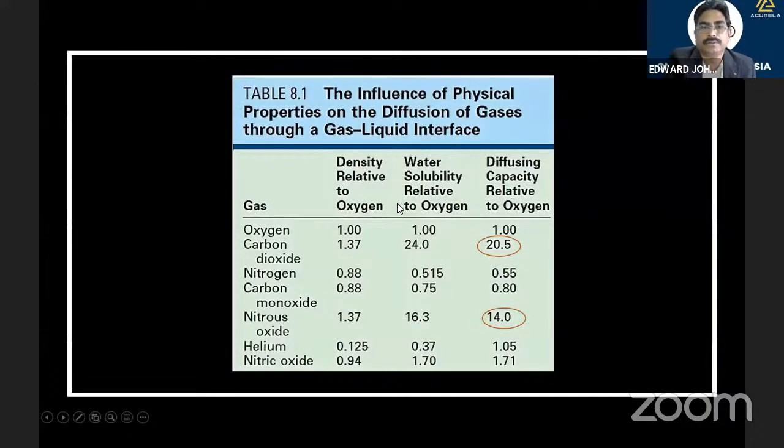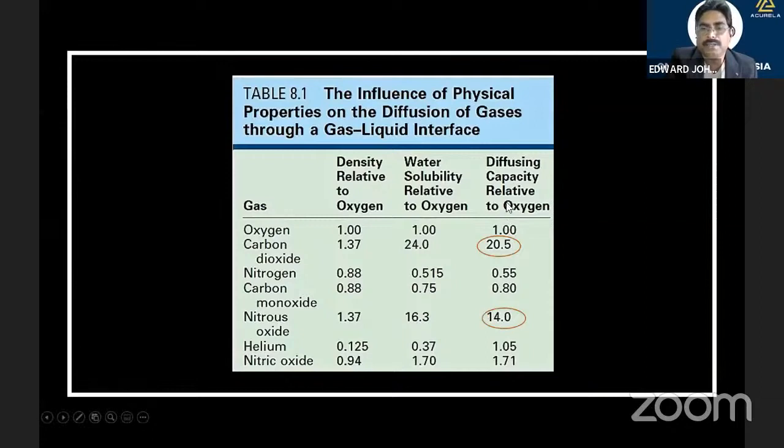So here they have compared the density, water solubility and diffusion capacity of oxygen to other gases. The oxygen is taken as 1, and it is compared to the other gases. If you see helium, here the density is 0.125 compared to 1, and water solubility is also 0.37. So helium and oxygen 50-50%, Heliox, is used in case of airway obstruction.